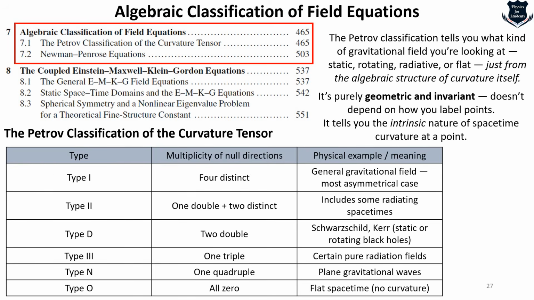So the Petrov classification, the table that you are seeing right on the screen, actually tells you at a glance whether you're dealing with a static field, a rotating mass, or a propagating wave. So algebraic classification, why is it important? It is just studying the structure. It is geometrically invariant and it does not depend on the labeled points.